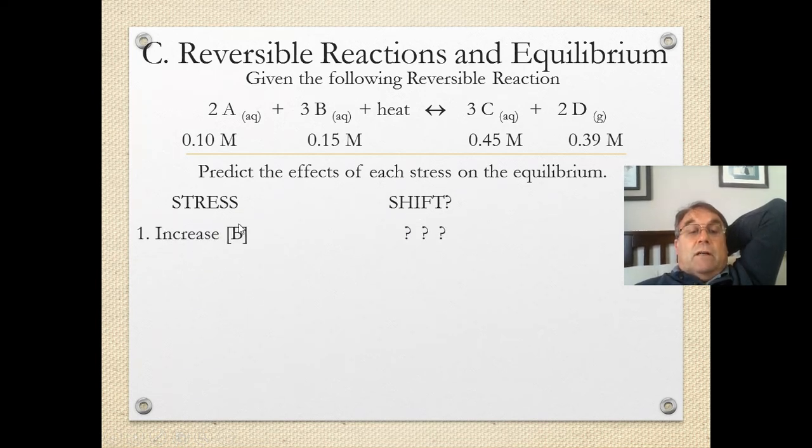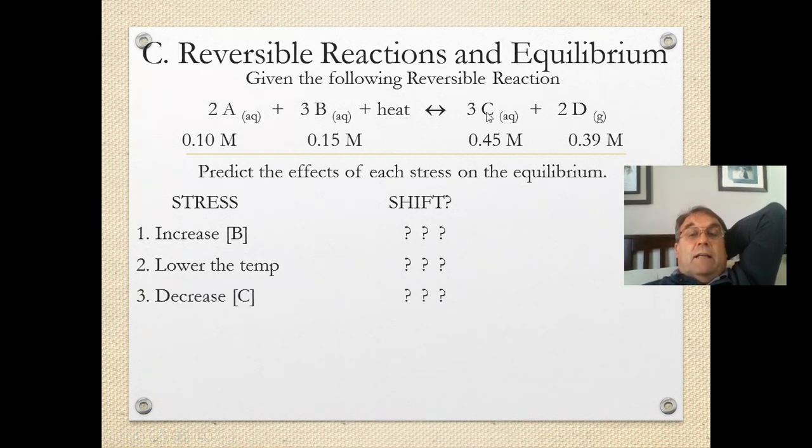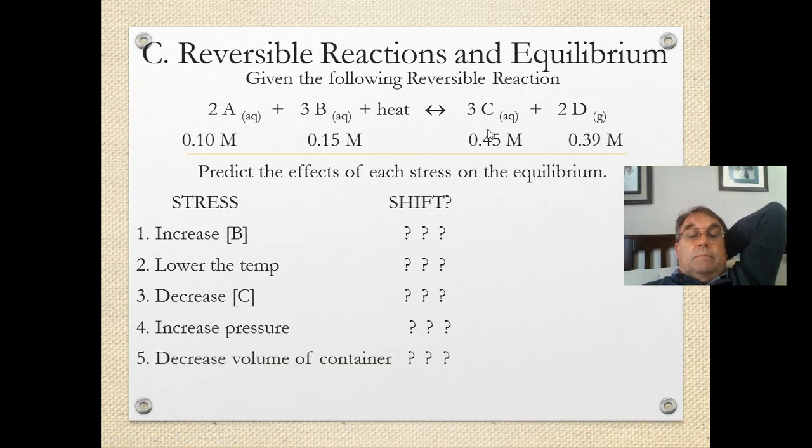So if we increase the concentration of B, what direction will the shift occur? What about lowering the temperature? What effect will lowering the temperature have on this equilibrium? What about decreasing C? What direction will the shift be if we decrease C? What about increasing pressure? And what about decreasing the volume of the container?